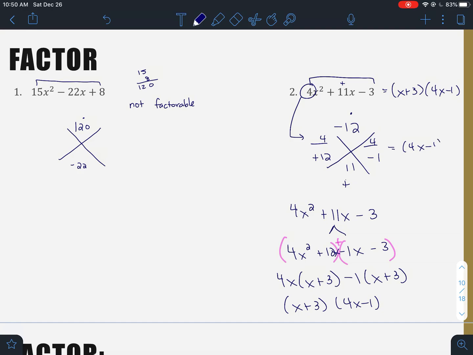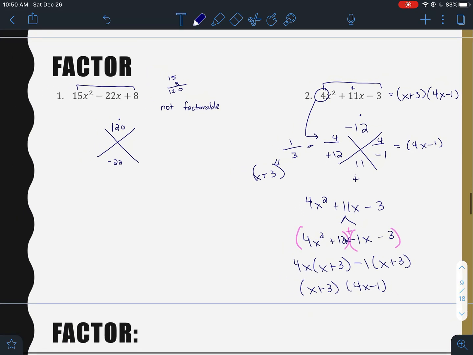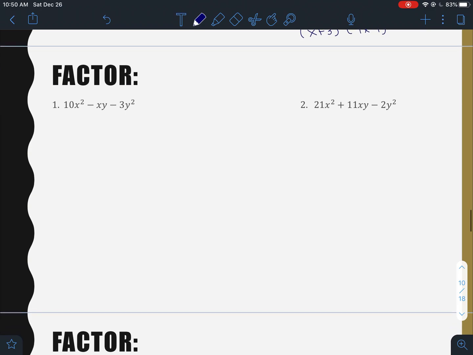Or you can take that guy right there, make it the numerator. And so this one would be 4x minus 1. This one reduces to 1 over 3, so that would be x plus 3. And there you go.